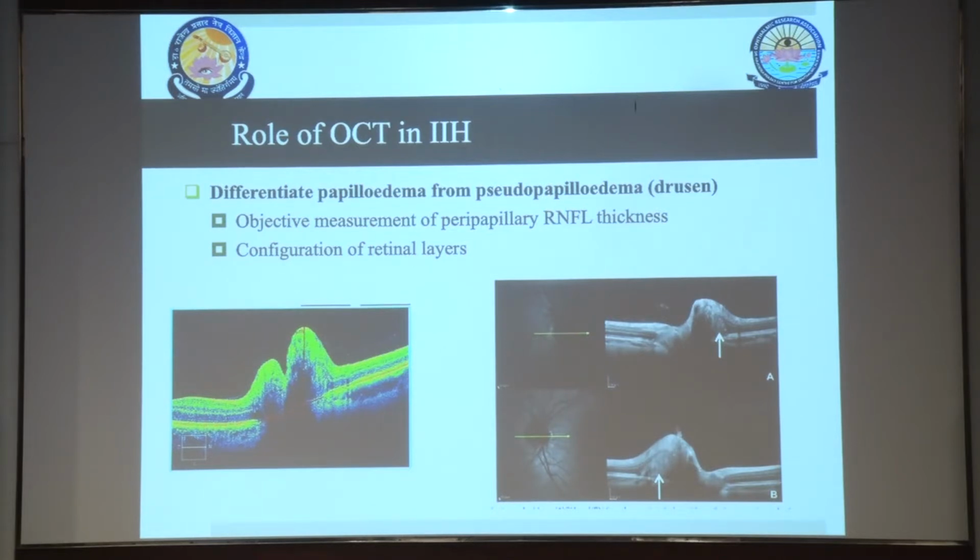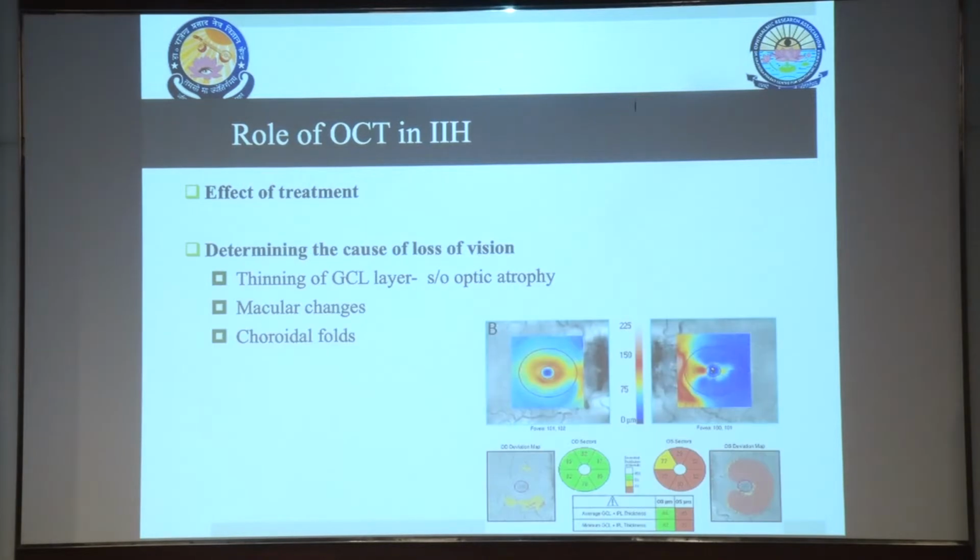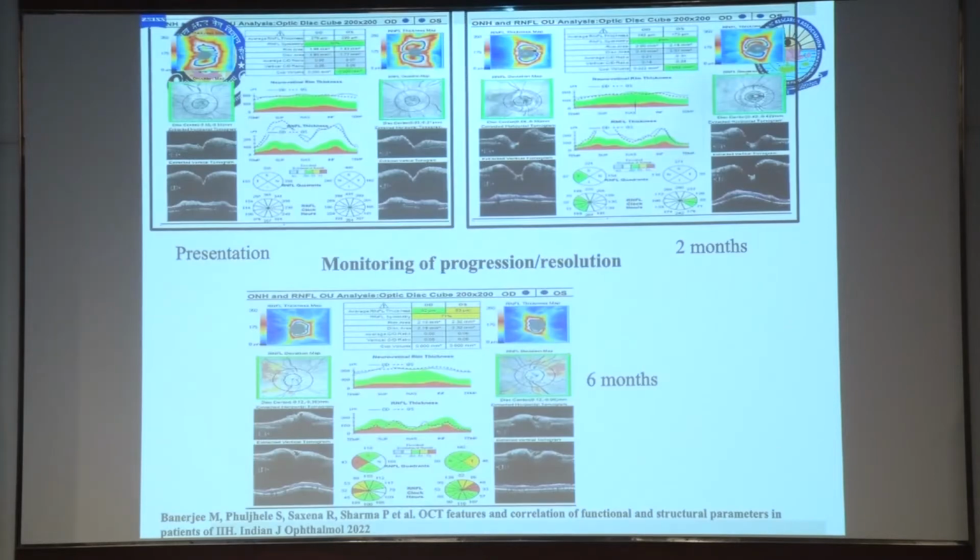You can measure the thickness of peripapillary RNFL and GCL layers. Then it also helps in seeing the effect of the treatment, whether the edema is coming down over a period of time or not. Also helps in determining the cause of loss of vision. Thinning of GCL is suggestive of optic atrophy. There may be macular changes which, in spite of best treatment, may not cause improvement of vision. There may be choroidal folds which may again cause poor vision.